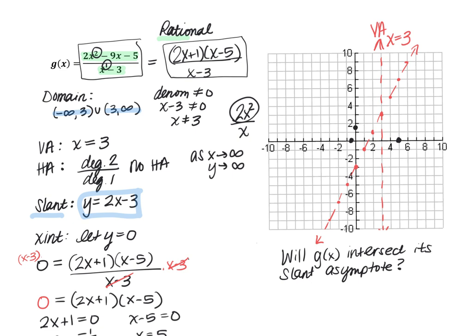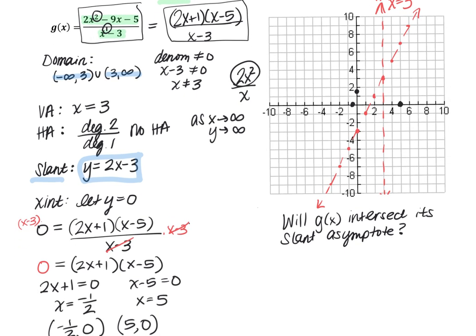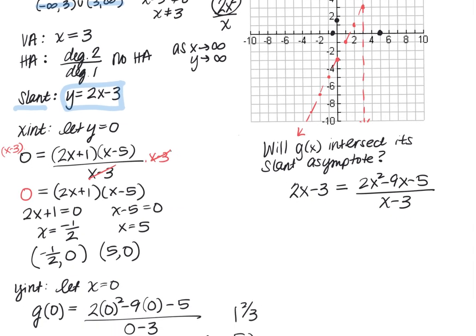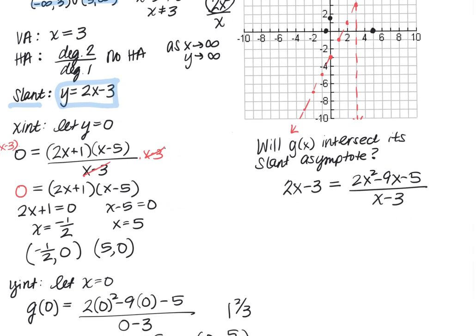So if you're interested in determining whether your graph is going to intersect its slant asymptote, then we have to do one little extra step here. Because the equation of my slant asymptote is y equals 2x minus 3, we have to check and see if the asymptote, 2x minus 3, will ever equal our original function, which was the 2x squared minus 9x minus 5, all divided by x minus 3. So if these two are equal to each other, then that means that the graph will indeed intersect its slant asymptote. So we have to solve this equation.